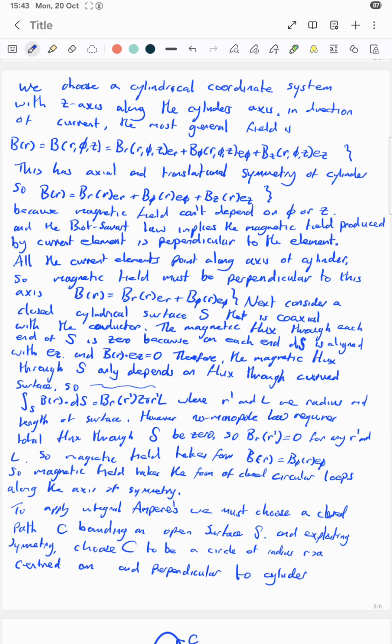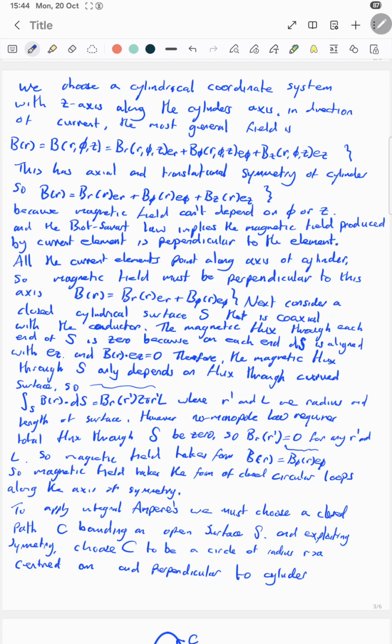So the magnetic field takes the form of circular loops along the axis of symmetry. I think I wrote this twice here, I've confused myself.